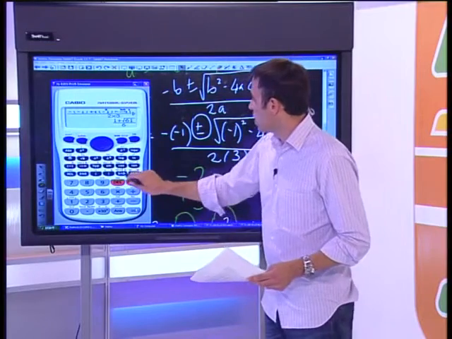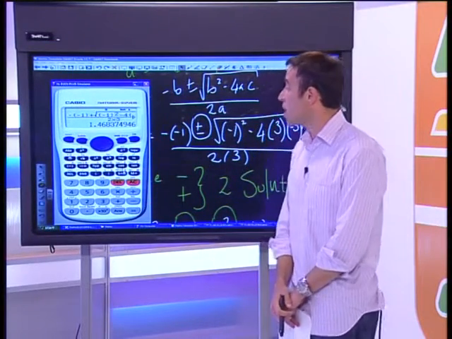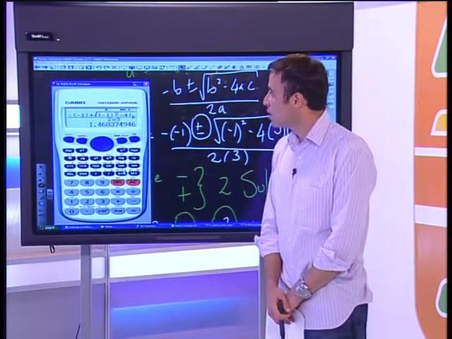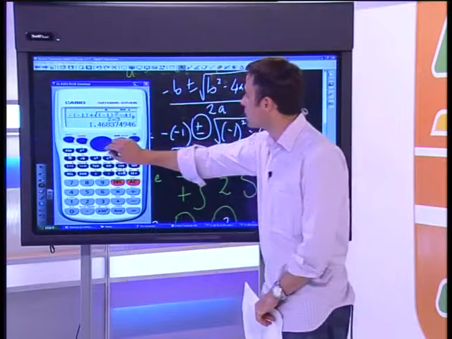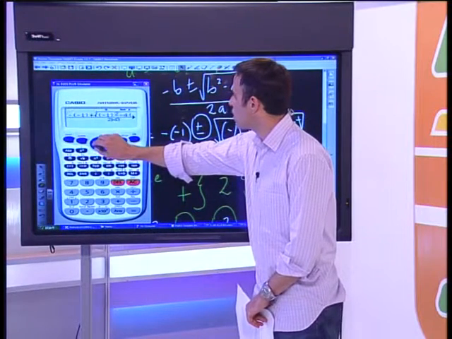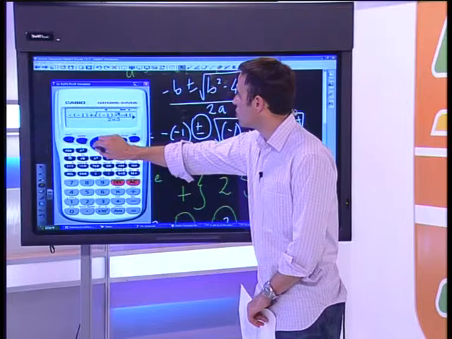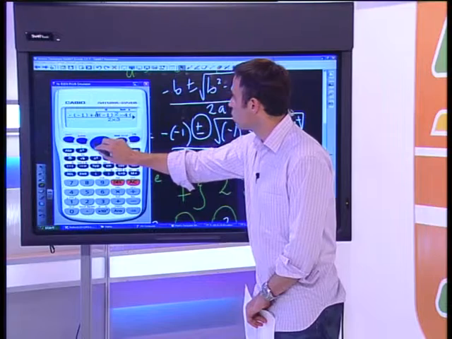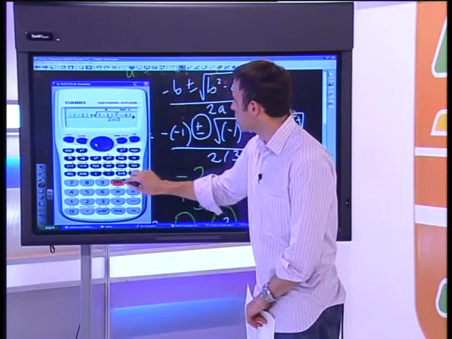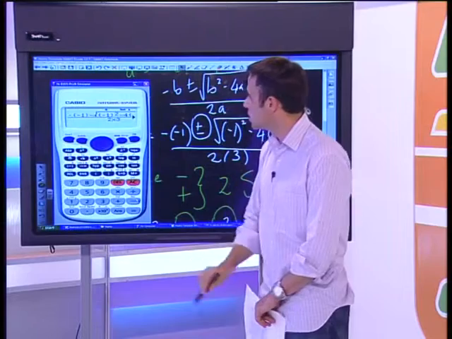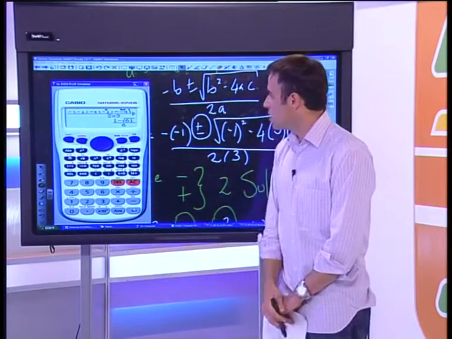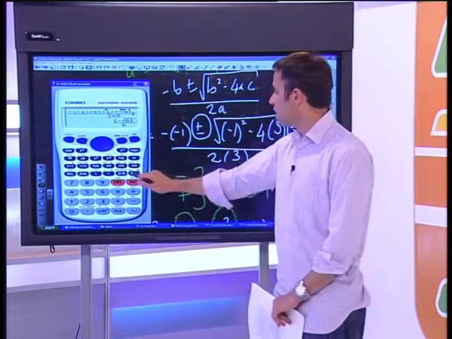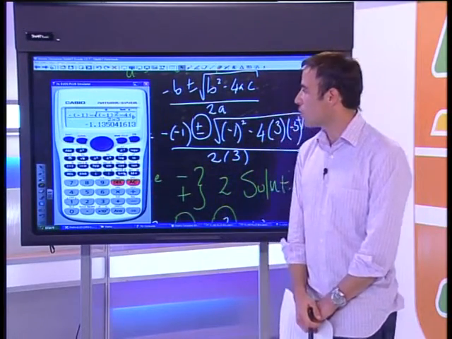So I use this SD button, and I get 1.4683, etc. Now, to use the negative, I simply go back to the question, to that point where the negative was, so I don't have to retype it. I can just erase my plus, put in a minus, press equals, and I get 1 minus root 61 over 6. So again, you should have gotten those 2 answers in decimals, negative 1.135.